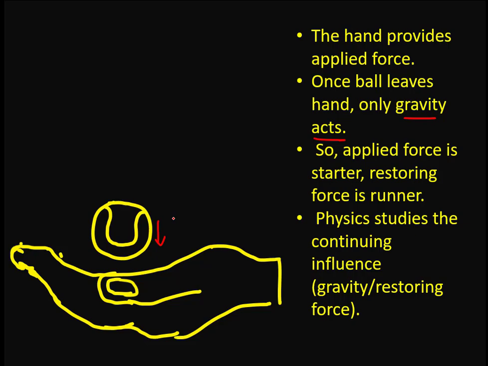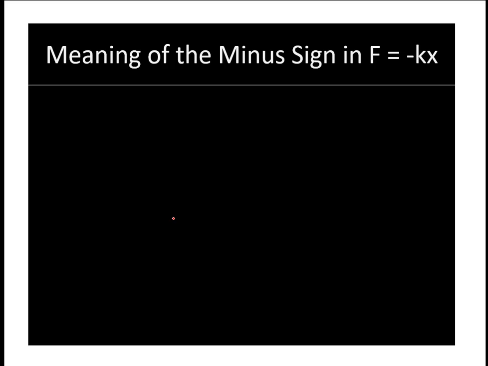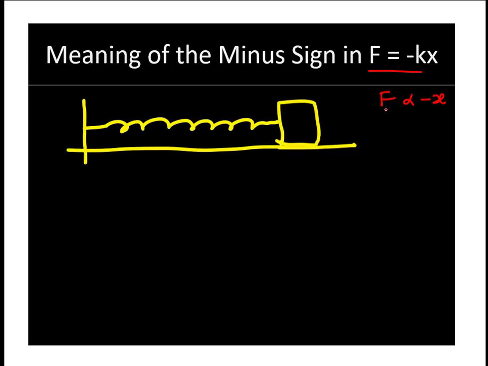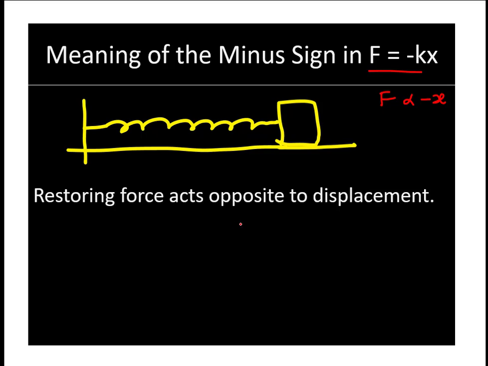Now let us move on to the next question, as to why the minus sign. So let us return to that equation F is equal to minus kx. The minus sign simply means the restoring force always acts opposite to the displacement. If I look at it from a math perspective, F is proportional to minus x. Here k is a constant, the spring constant, and x is the displacement. And from this equation we can clearly see that the restoring force acts opposite to the displacement. So if this is the force of application, the restoring force is acting in this direction. This is the direction of displacement. This is the direction of restoring force.